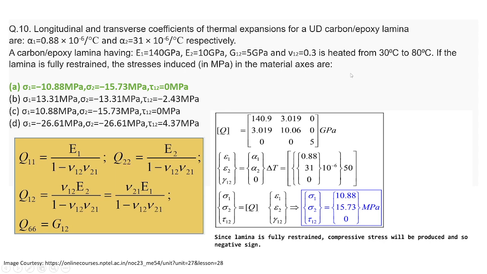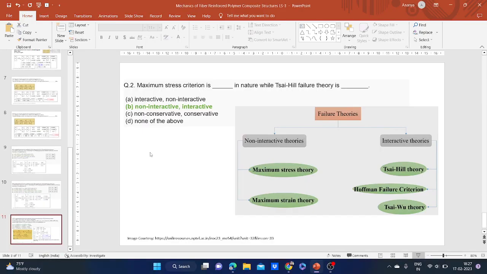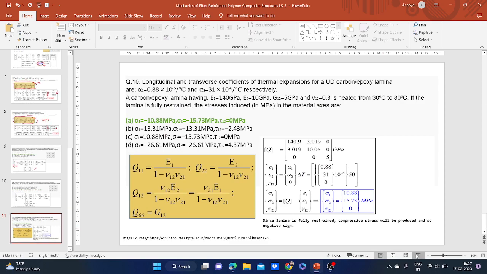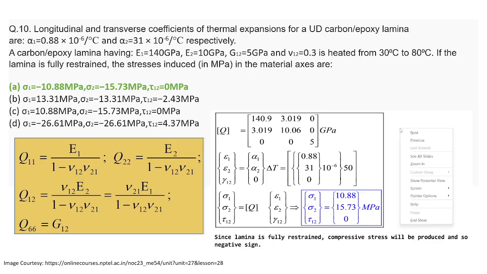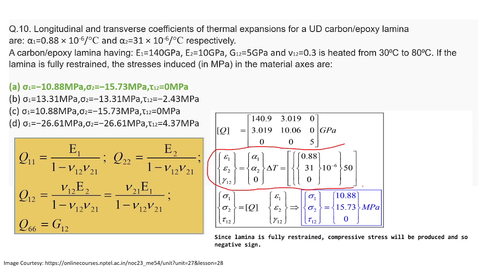Okay. So the lamina is fully restrained. That means there will be no strain change with the change in temperature. For that, strain is directly proportional to alpha and delta T. Delta T is given to us, and alpha 1 and alpha 2 are given to us. So this is the form. This is the equation of the coefficient of thermal expansion with respect to strain.